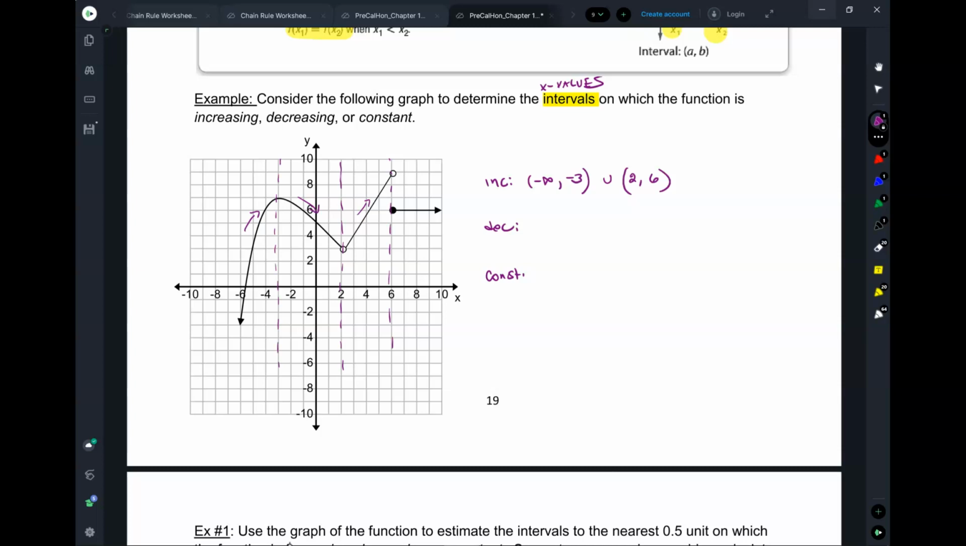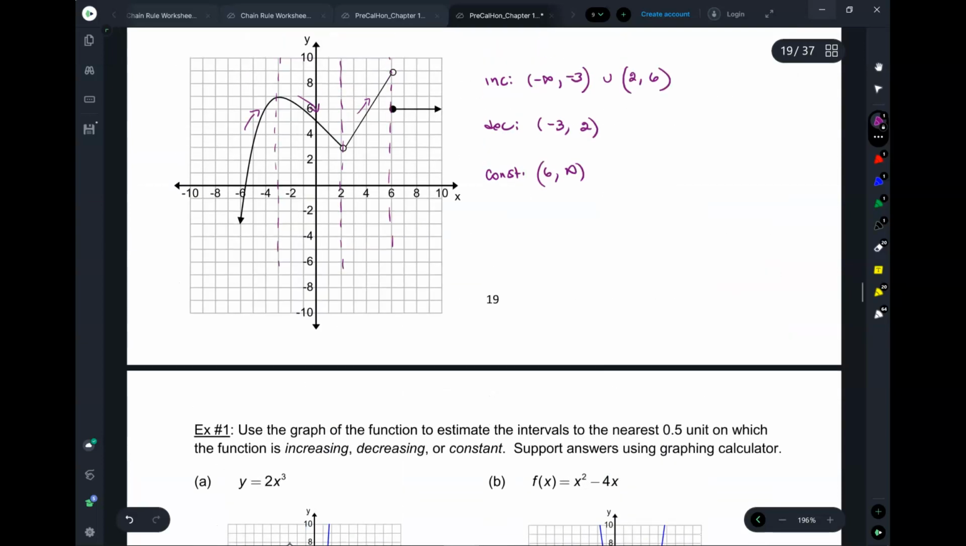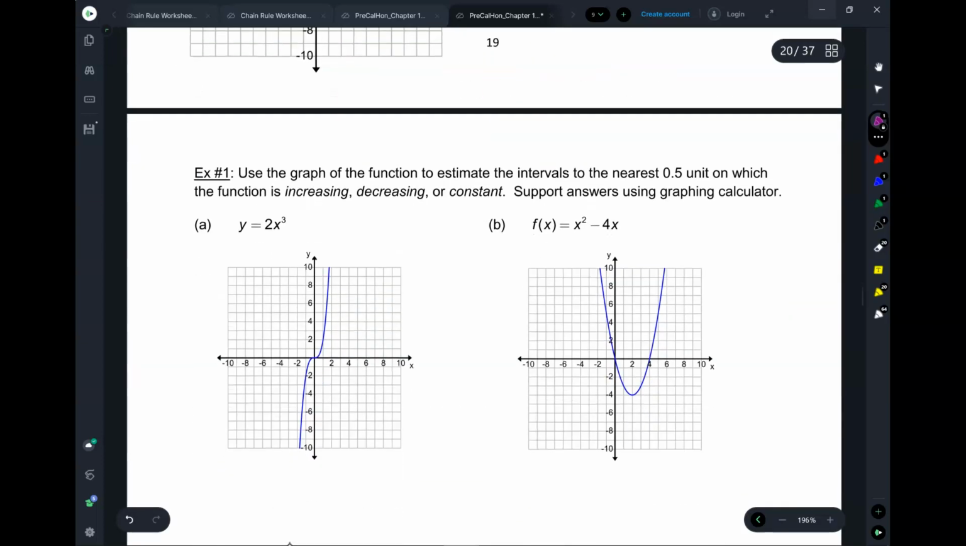Okay, decreasing, where is it decreasing? -3 to 2. Where is it constant? 6 to infinity. So this is also consistent with the way we do it in calculus. So that's how I want us to do it here. Okay, moving on. Constant is 6 to infinity.